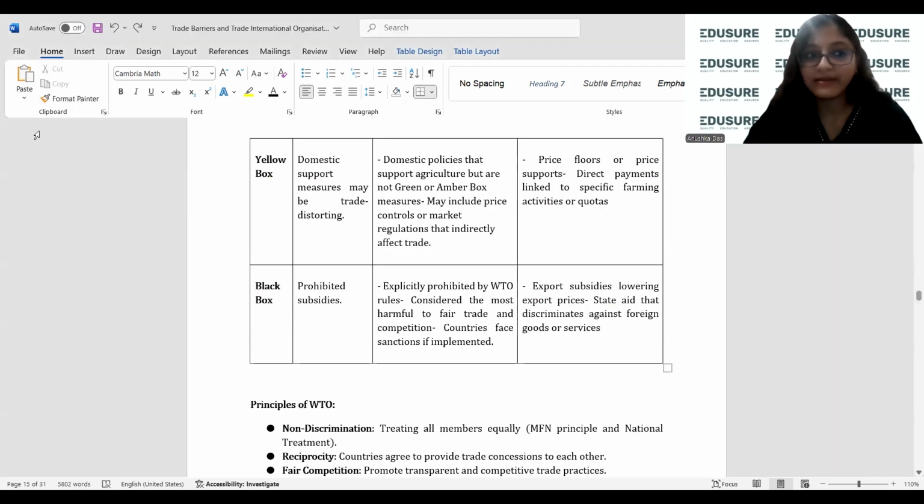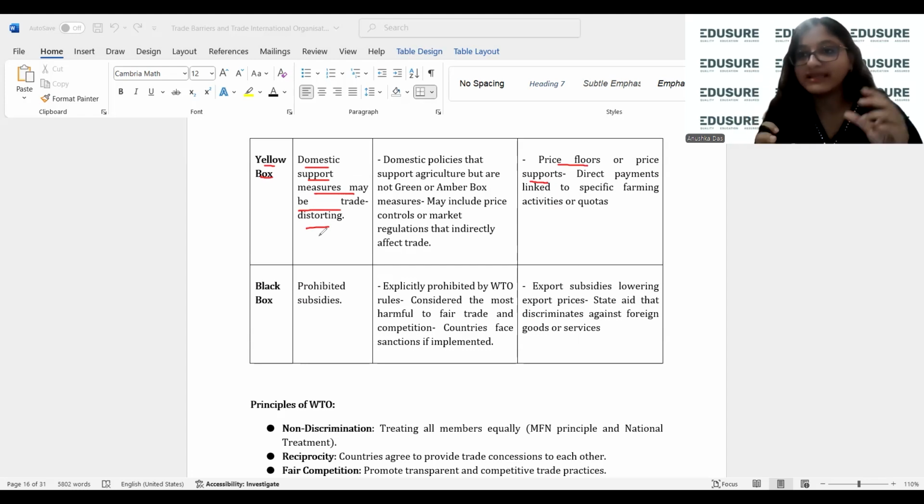Then you have the yellow box and black box. Yellow box, see, is related to domestic support measures, maybe trade distorting. For example, price floors or price support. So anything might come. They will give you any of the 4 or 5 examples. They can give you list questions also, match list one, list two. In list one, they will give you the boxes. In list two, they will give you certain examples or certain key features, maybe. Key features are not that important, but still, if you want, you can take a look at this. They will give you examples and then they will tell you to match. So these kinds of questions you can expect. So price floors, price supports, direct payment linked to specific farming activities, quotas come under the yellow box, which is related to domestic support measures, maybe trade distortion.